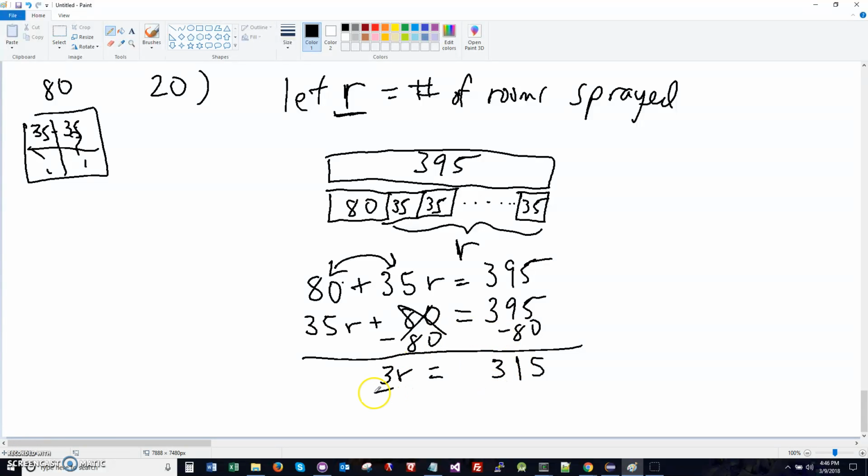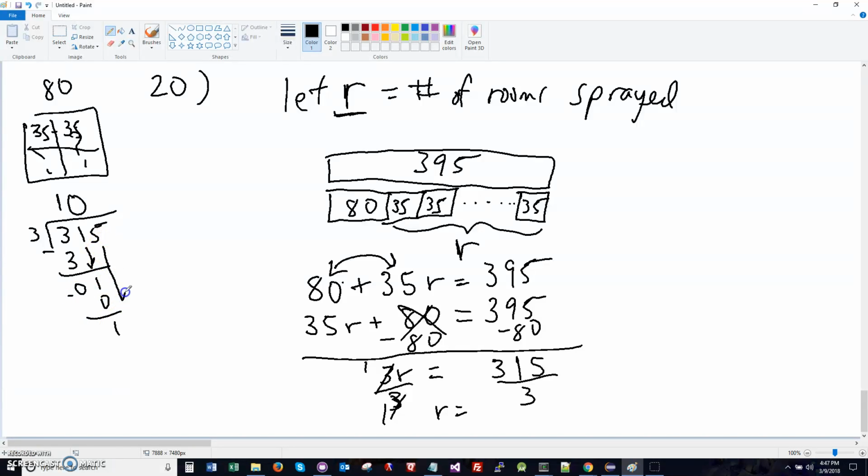3R means we need to divide both sides by 3, and these will turn to 1s, and we'll be left with R is equal to whatever 315 divided by 3 is. Let's go over here and do that. 315 divided by 3. 3 goes into 3 once. We have 1, and 3 will not go into 1, so we put a 0. We bring another 1, and then we have 15. 3 goes into 15 5 times. So it looks like 105.